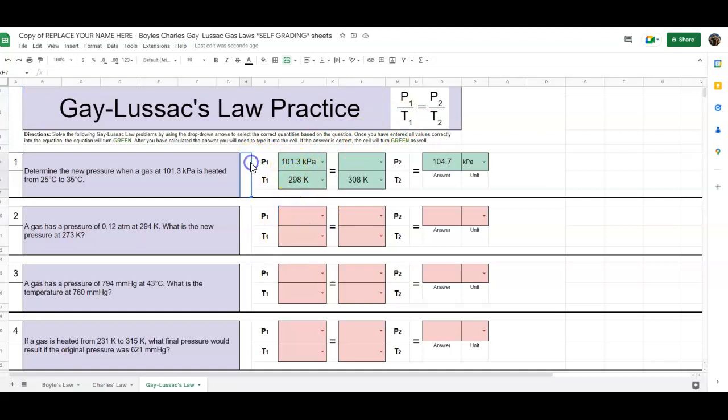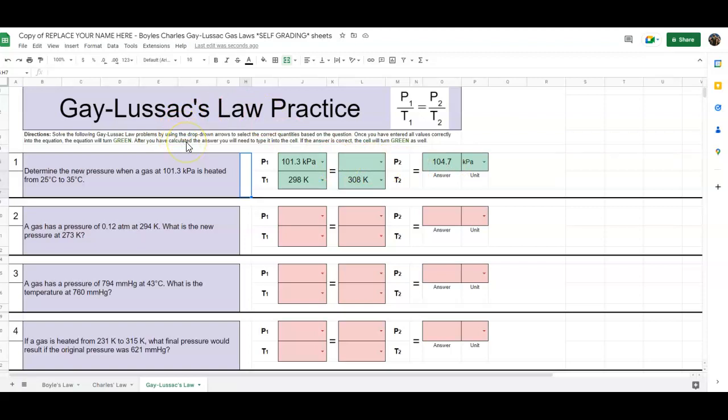So for example, for this one, when you're mathematically doing these, it's the numbers that are across from each other, multiply them, divide by whatever is across from what you're solving for. That is how you get your numerical answer. Okay. If you have any questions, please make sure you reach out.